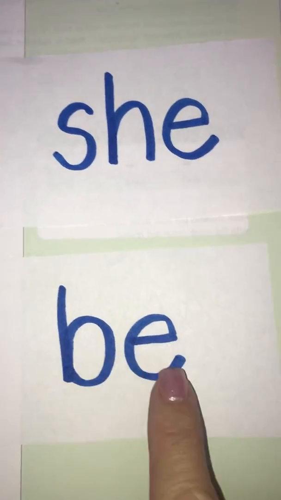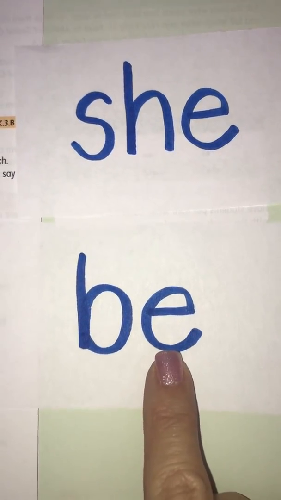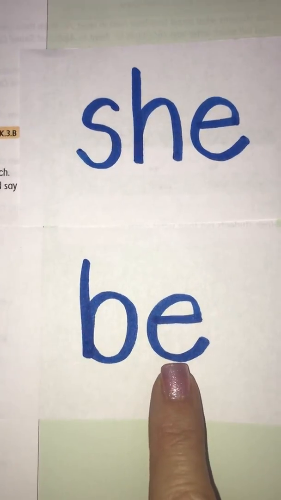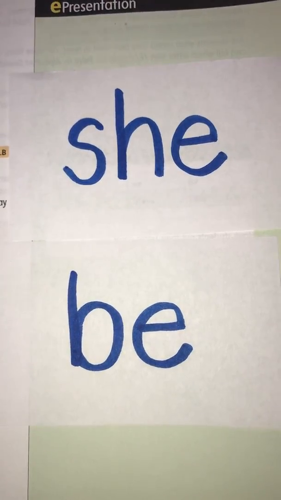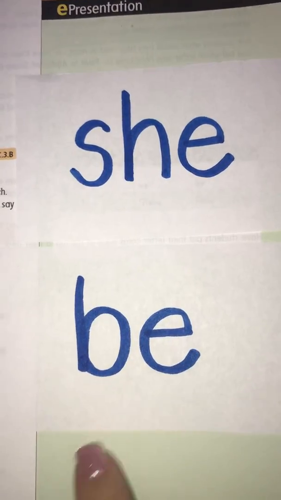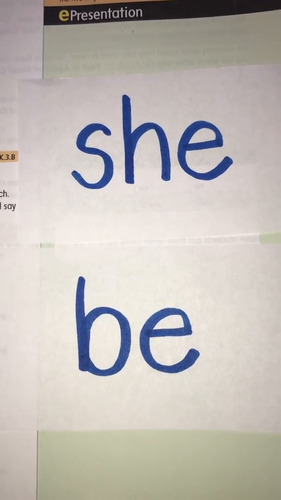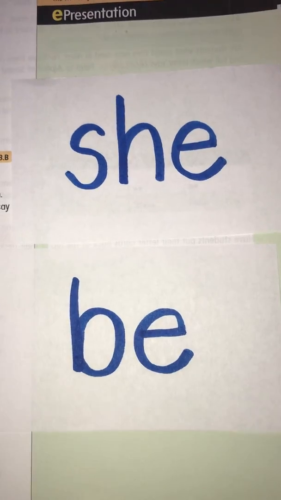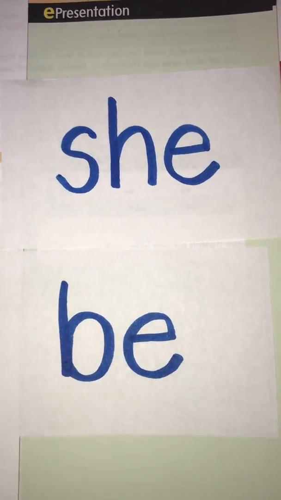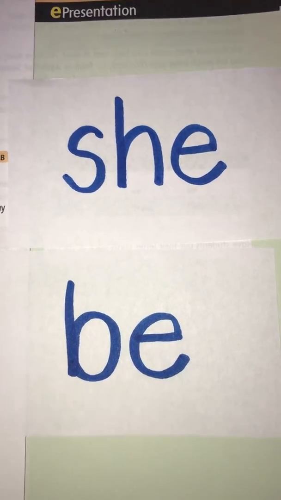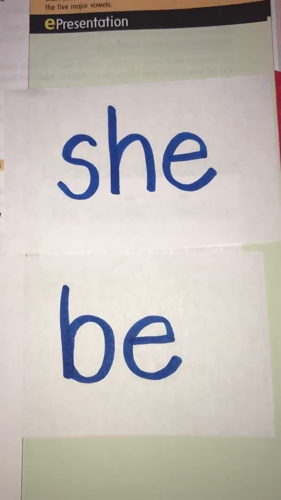All right, look at the next word. The next word starts with a b. Be. Like, I want to be back at school with you. Or, Zoomer wants to be in my lap right now. Can you think of a sentence with the word be? Well, tomorrow you're going to get a brand new decodable, and it's going to use these words. We're going to look for those words.